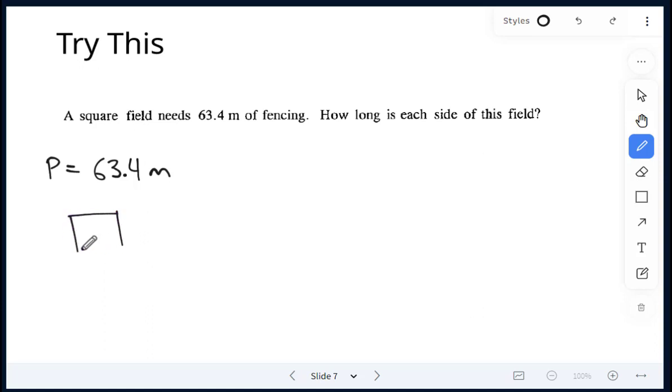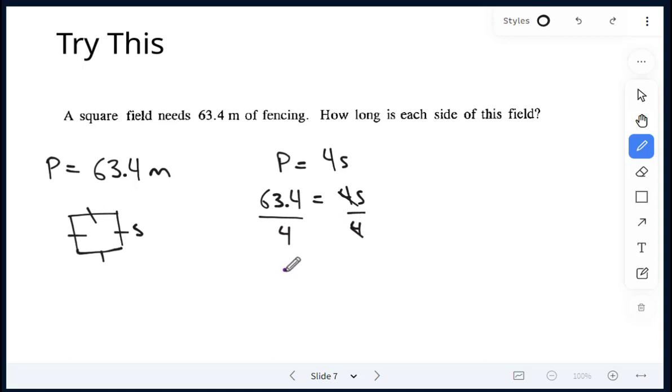And I'll just draw a square. So all 4 sides are the same. For perimeter, it is 4S, and we know it's 63.4 is equal to 4S, so we just have to divide by 4. All right, 63.4 divided by 4, that's 15.85 meters. Okay, that is equal to the side length of the square.